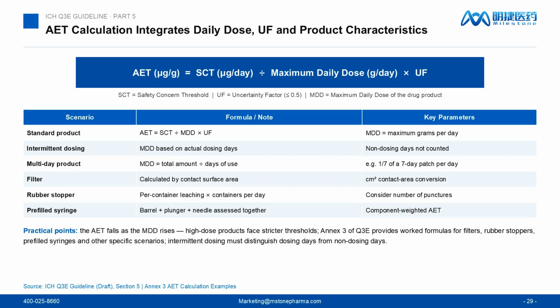The table shows special scenarios. Intermittent dosing, count only actual dosing days. Multi-day products like a 7-day patch, divide the total by 7. Filters, calculate from contact surface area in square centimeters. Rubber stoppers, per container leaching times containers per day, considering punctures. Pre-filled syringes, barrel, plunger, and needle assessed together with component weighting. Q3ES Annex 3 gives worked examples for each. I recommend keeping the annex within arm's reach when you write your SOP.